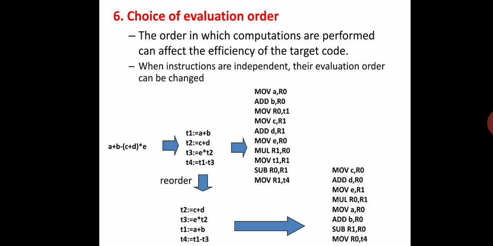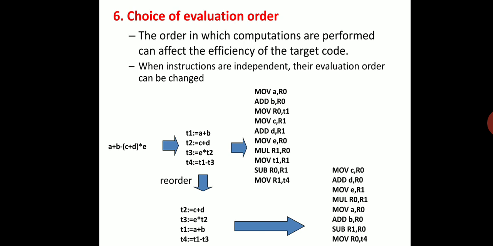So if we go with this order, then we have many instructions. If I count the instructions, we have 10 instructions for this particular 3 address code. But if I reorder this 3 address code, means what? Without changing the meaning of the program, if I reorder the sequence of instructions, then I may have a different target program.